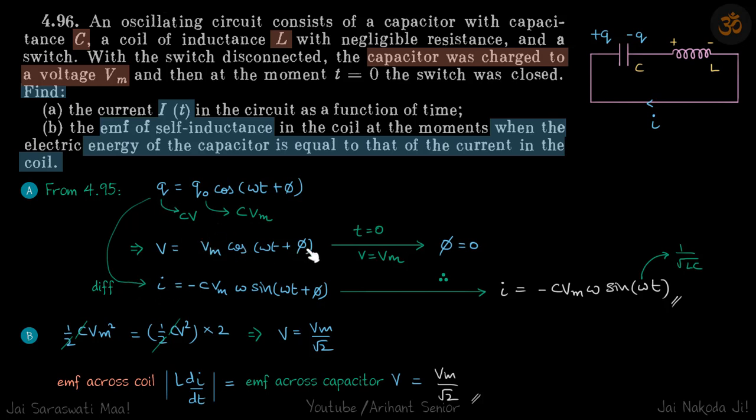Now we don't know what φ is. So for that, we are given that initially at t = 0, V = Vm. So at t = 0, V = Vm, that gives φ to be 0.